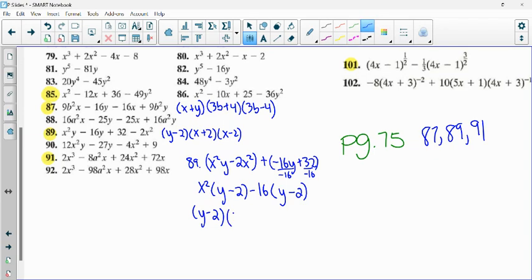And I'd be left with then x squared minus 16, which I can then do difference of squares with for the x squared minus 16. So we have y minus 2, x plus 4, and x minus 4. Okay, and I just did difference of squares in that last part.